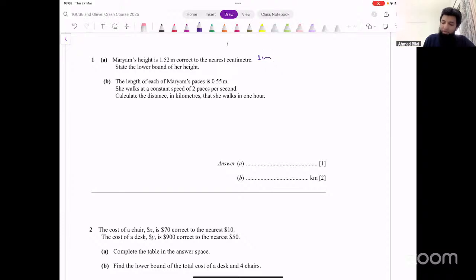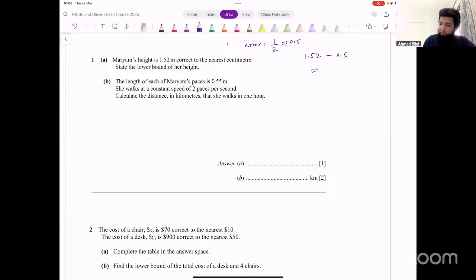Given that accuracy level, we know the error is going to be half of that, right? State the lower bound of her height. Height is 1.52. We want the lower bound, so we subtract the possible error in the measurement, 1 divided by 2. So let me write down the error here first. The error is going to be 1 over 2, right? That's 0.5. So we say minus 1 over 2, or 0.5.